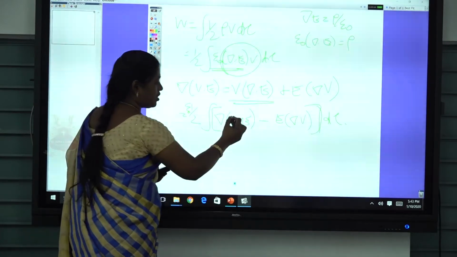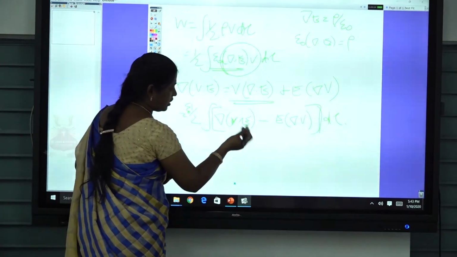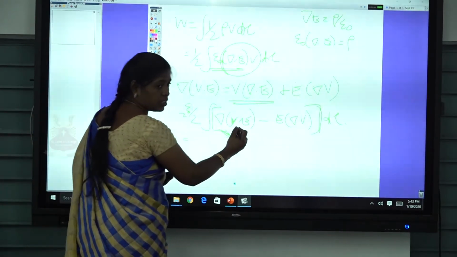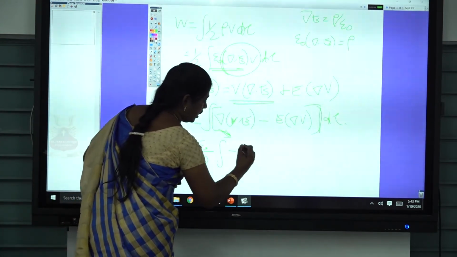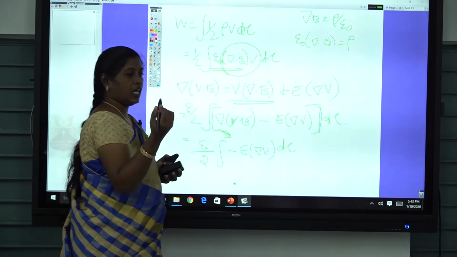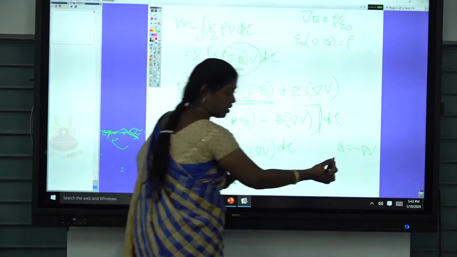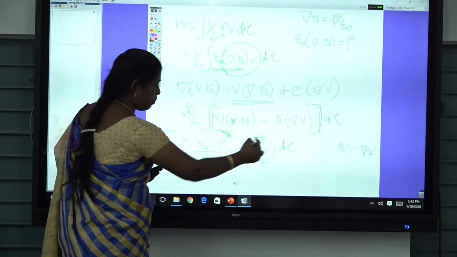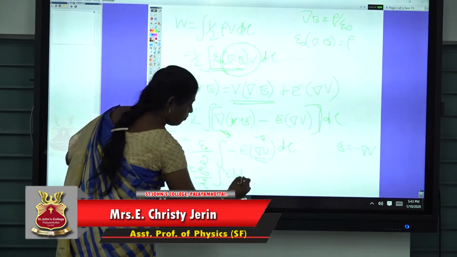V is the potential, E is the electric field. We know the potential value and the electric field. Then taking the cross product afterwards, it will integrate. It gives the first term integral value as 0. So, the second term is epsilon naught by 2 integral of minus E into del V into d tau. We know the relation between electric field and potential is E equal to minus del V. So, del V is replaced by minus E. Therefore, epsilon naught by 2 integral of E square into d tau.